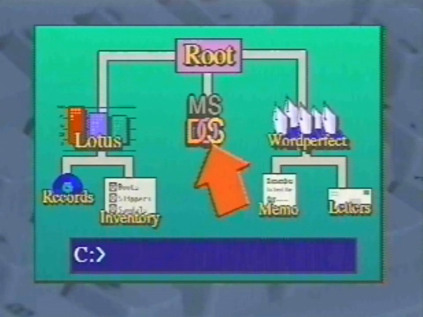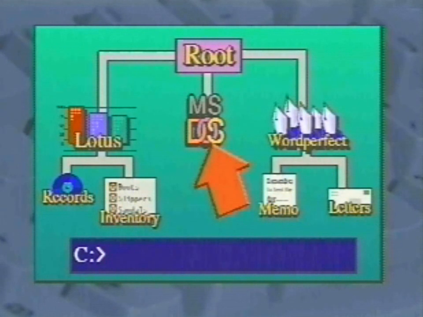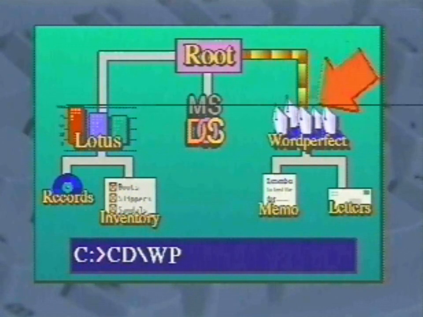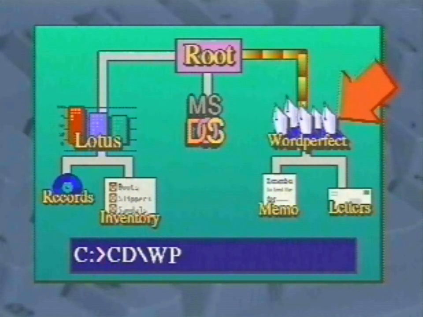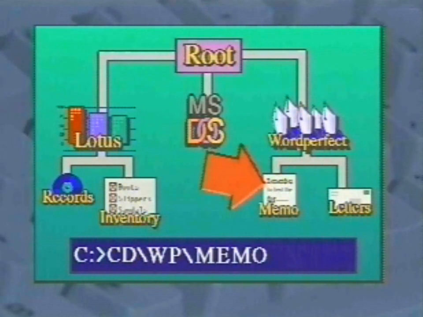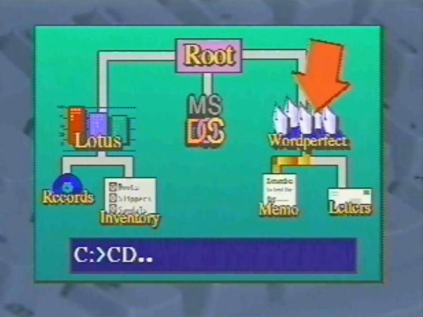Now say we want to go to the memo directory connected to the WORDPERFECT directory. Unfortunately, we can't get there without following the path. We have to first move through the root directory to get to the WORDPERFECT directory by typing CD\. That tells DOS to go to the root. Then we type WP to move to the WORDPERFECT directory, and to keep moving down the path to the memo directory, you need to type another \ and memo. CD.. always takes you back one level to the parent directory. Entering this would take us back to the WORDPERFECT directory.